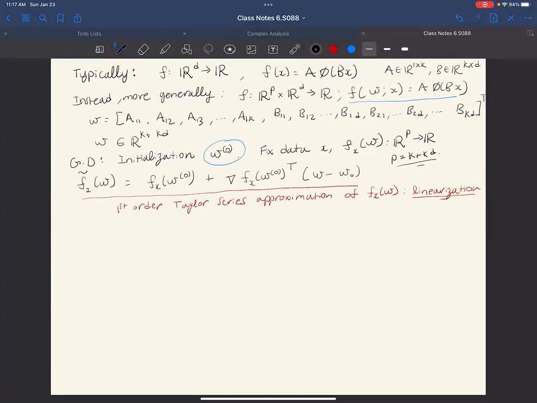And just remember that if everything is in 1D, so if we only have one parameter, so if p equals 1, remember that this just looks like the following. This just looks like f_x at w naught plus f prime of w naught times w minus w naught. This is exactly what you would have seen in calculus 1 or 2. We're just doing it in the multivariable setting, just up to the first order term.